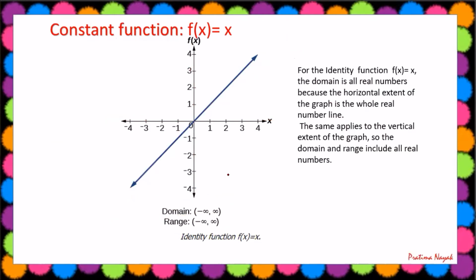So what is our conclusion? For the identity function, the domain is all real numbers because the horizontal extent of the graph is the whole real number line. Similarly, the same applies to the vertical extent of the graph. It is also from negative infinity to positive infinity. So the domain and range include all real numbers. So here domain is equal to all real numbers and range is also all real numbers.